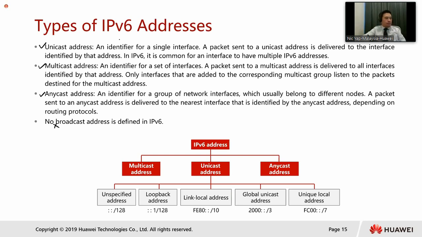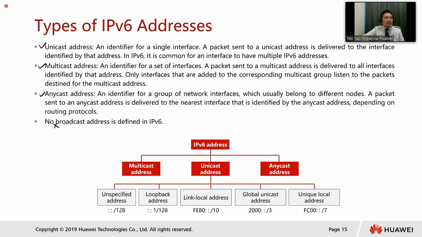So for IPv6, we have unicast, multicast, and also anycast. Unicast is straightforward: it's one-to-one. From one to one, I just send one copy. If I have multiple point-to-point links, I send multiple copies. It identifies a single interface. A packet sent to a unicast address is delivered to that interface, so it goes just to that destination.